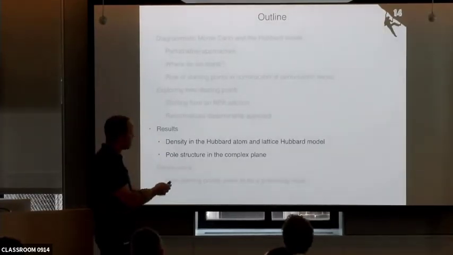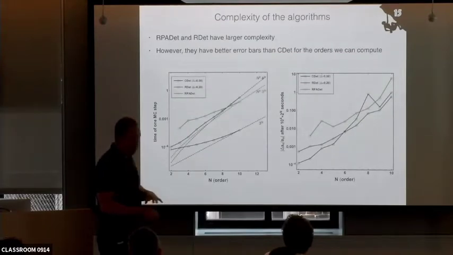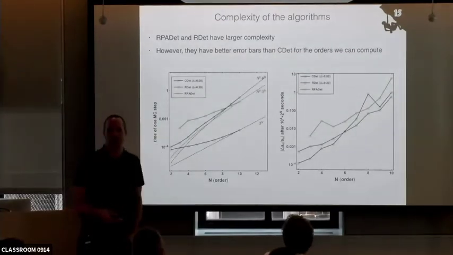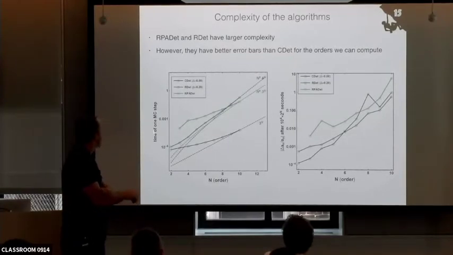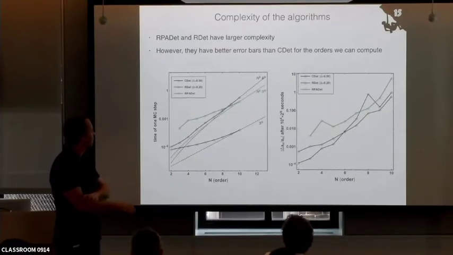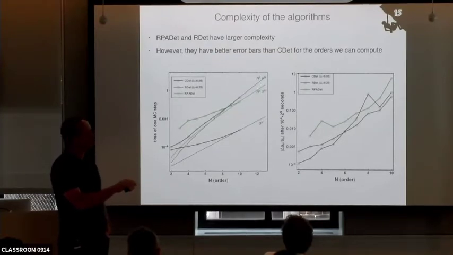Okay, so let me show you some results. Now, but maybe before results, just about the complexity. Of course, this comes with a certain cost. So these methods are a bit heavier than the original CDET. So this is the time to one Monte Carlo step as a function of order. So the CDET scales as n squared to the power n, which is this scaling here. RPA DET, as Felix was mentioning, goes like n cubed 3 to the power n. So this is indeed the scaling that we start to see here at orders 9. The RDET comes at a slightly higher cost, which is n cubed 4 to the power n, which is this blue line here.